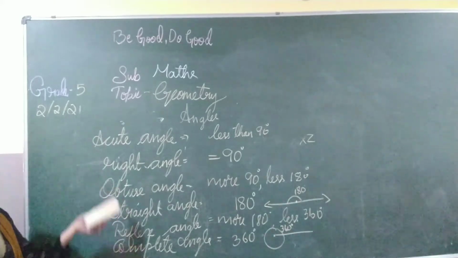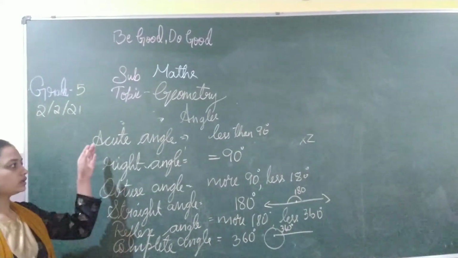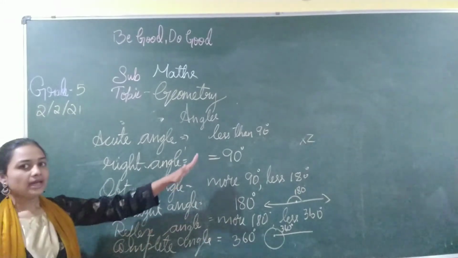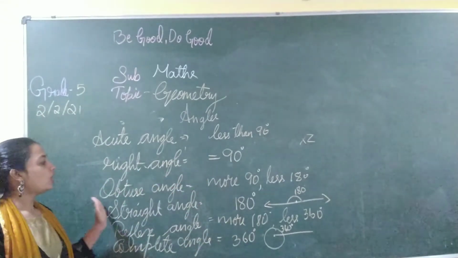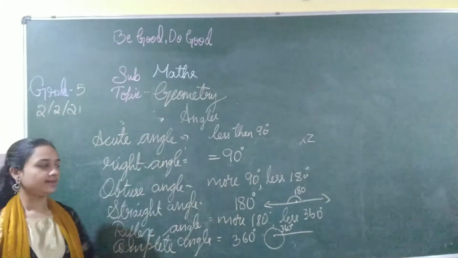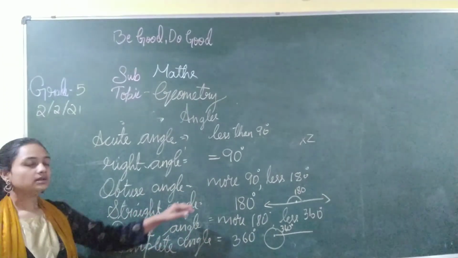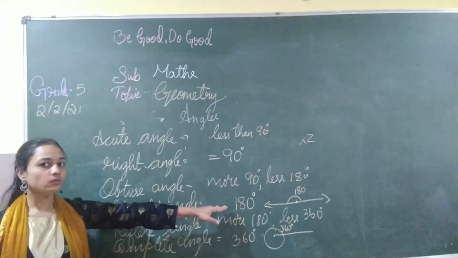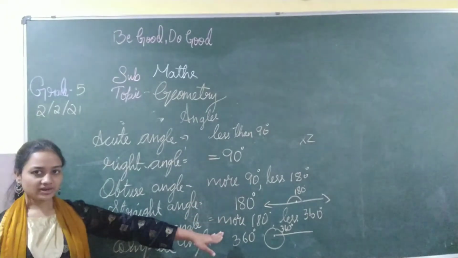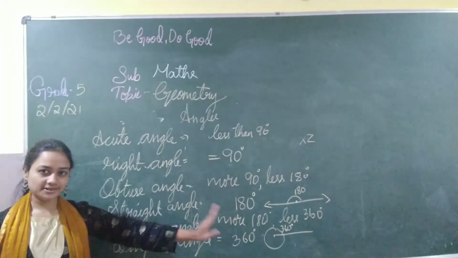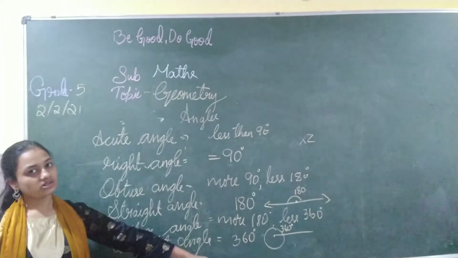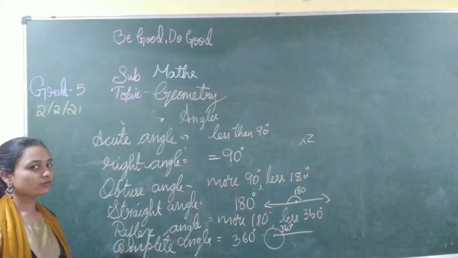Okay, so these are the types of angles. Let's revise. Acute angle less than 90 degree, right angle exactly 90 degree, obtuse angle more than 90 but less than 180. Straight angle is exactly 180 degree. Reflex angle more than 180 degree but less than 360 degree. Complete angle is exactly 360 degree. These are the types of angles.